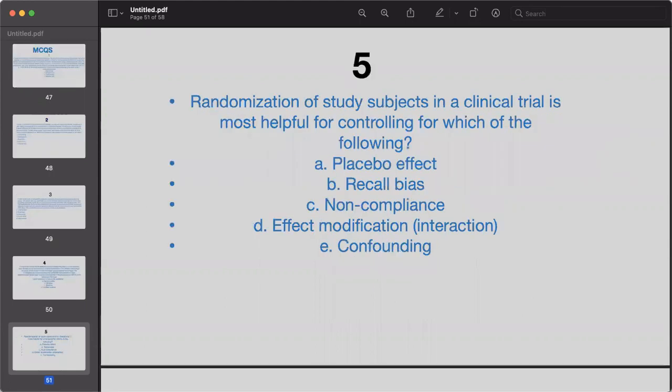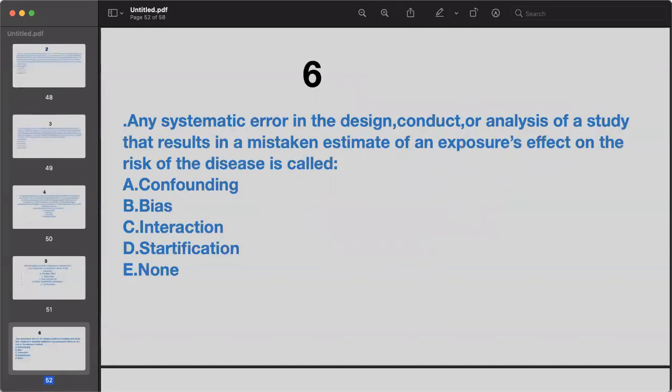Fifth, randomization of study subjects in a clinical trial is most helpful for controlling for which of the following: A, placebo effect; B, recall bias; C, non-compliance; D, effect modification; E, confounding. It's E, confounding. Sixth, any systematic error in the design, conduct, or analysis of a study that results in a mistaken estimate of an exposure's effect on the risk of disease is called: A, confounding; B, bias; C, interaction; D, stratification; E, bias. It's B, bias.